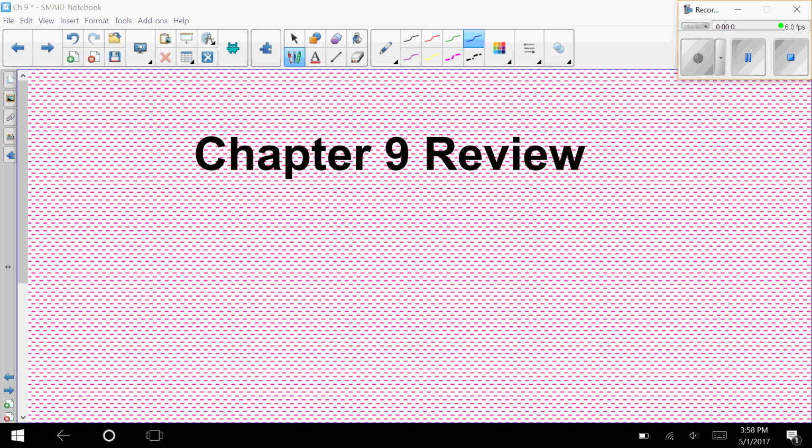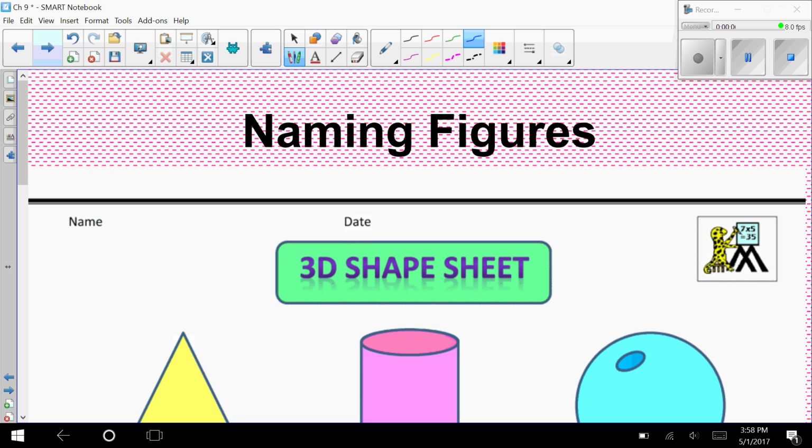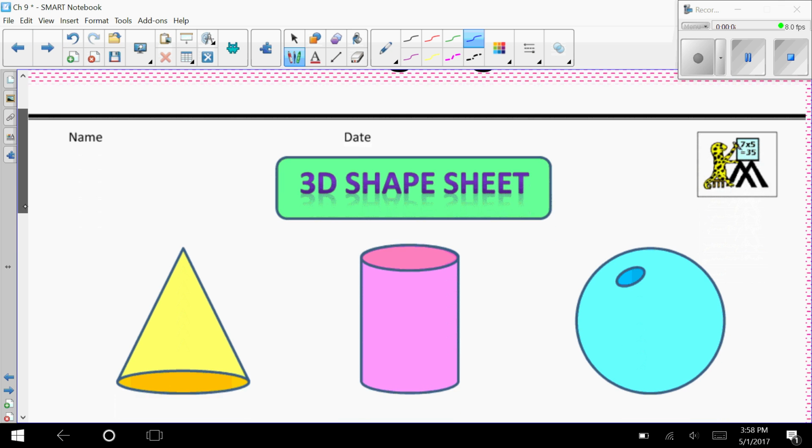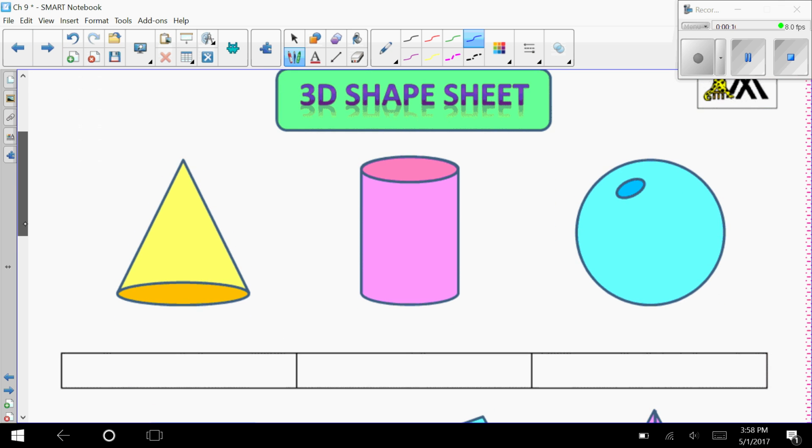Hello class, this is your chapter 9 review. We're going to start with naming figures. You will see this on your test. So, this first one here on the left, what is it? Yes, it is a cone.